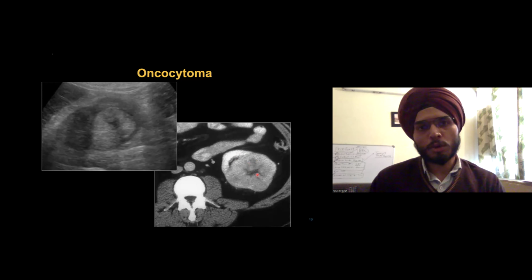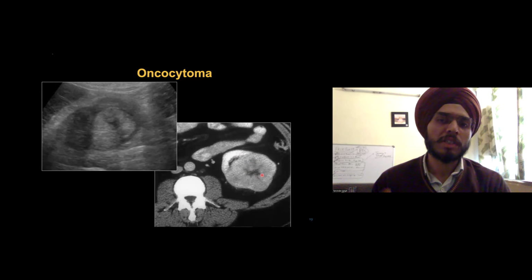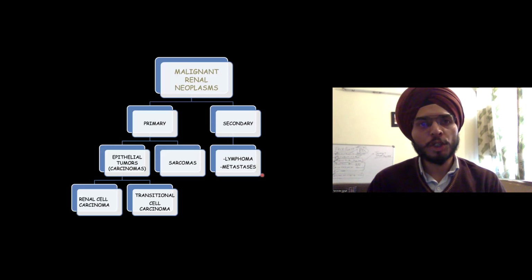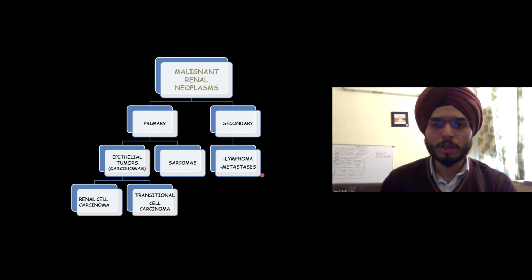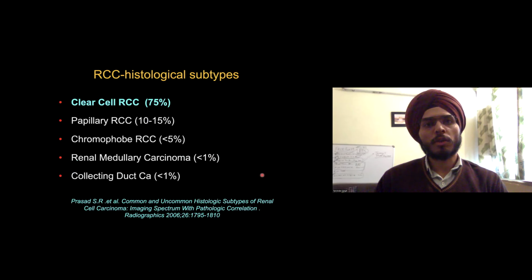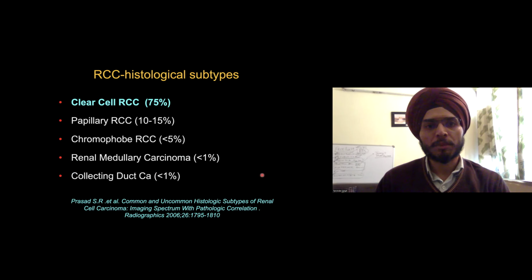Now, oncocytomas usually have imaging features which overlap with the chromophobe type of RCC, which we will discuss in the subsequent slides. Now, malignant renal neoplasms can be primary or secondary. Primary epithelial tumors like renal cell carcinoma or transitional cell carcinomas or sarcomas, and secondary involvement by lymphoma or metastasis. Now, for histological subtypes, clear cell RCCs are the most common, seen 75% of the times, followed by papillary RCCs, chromophobe, renal medullary carcinoma, and collecting duct type of carcinoma.